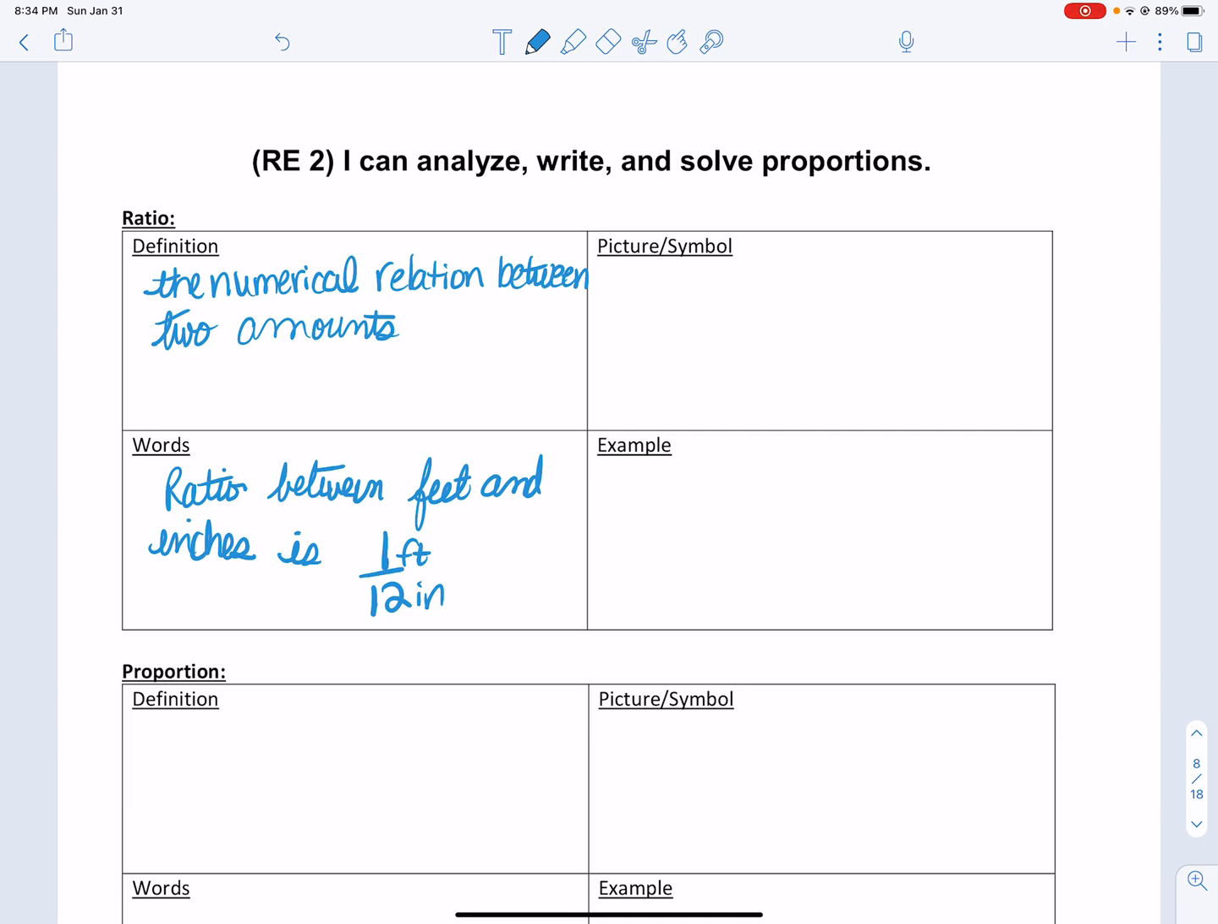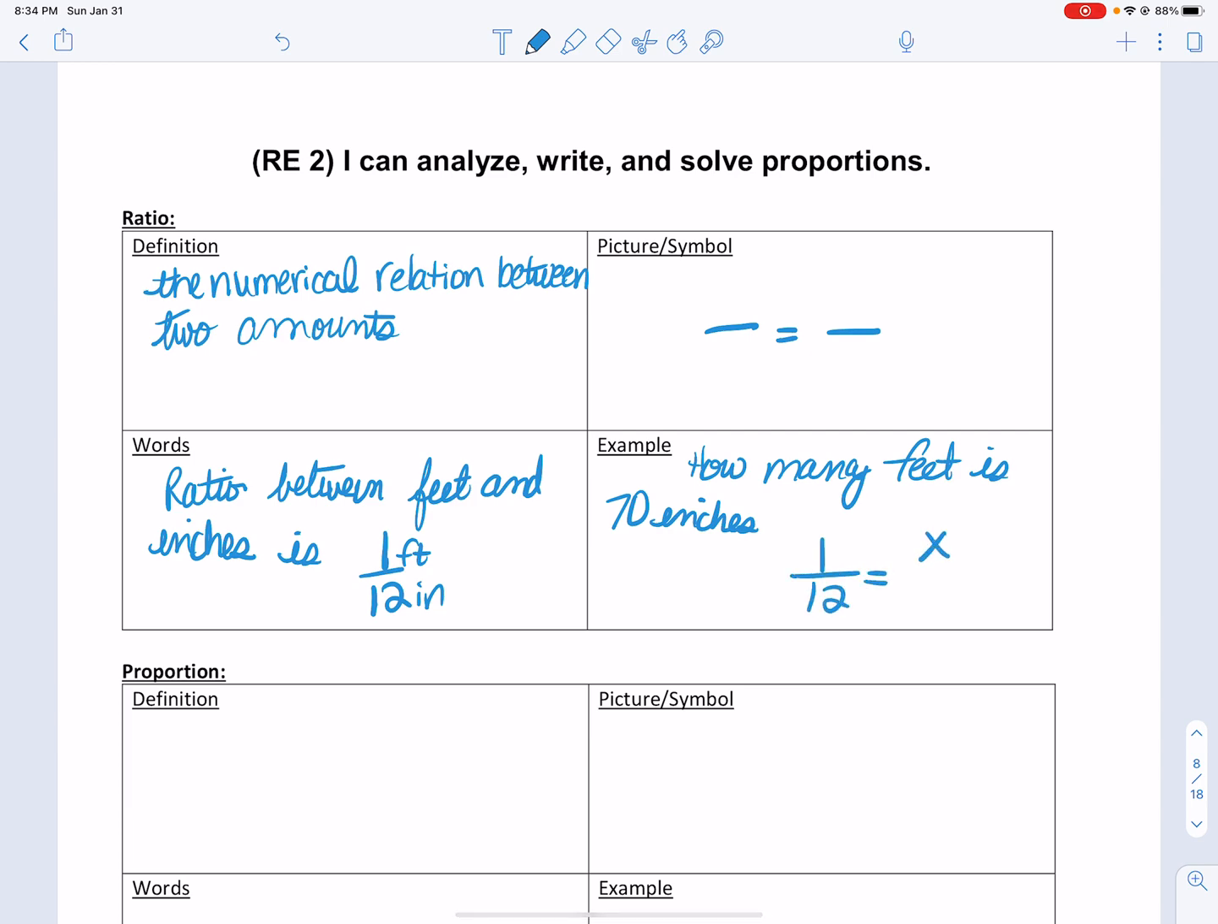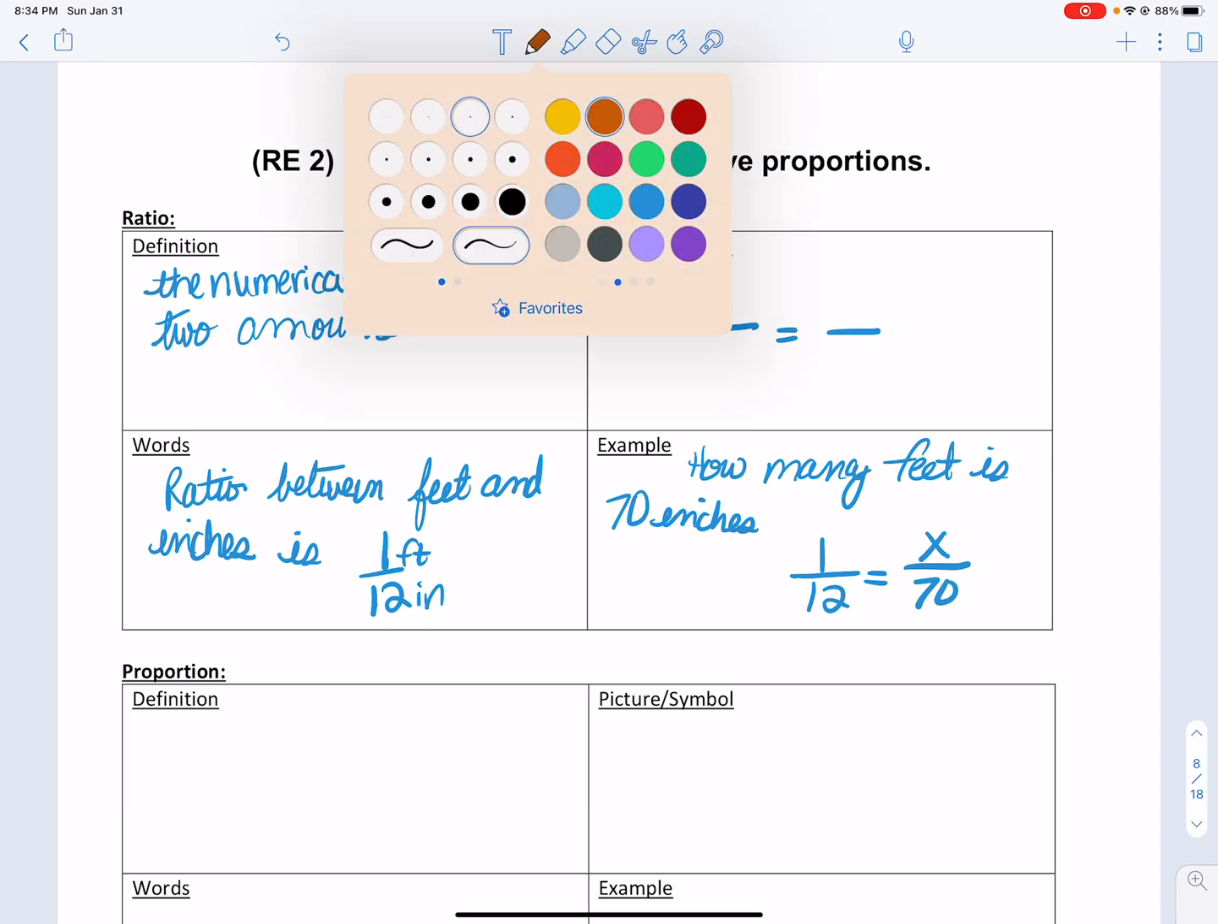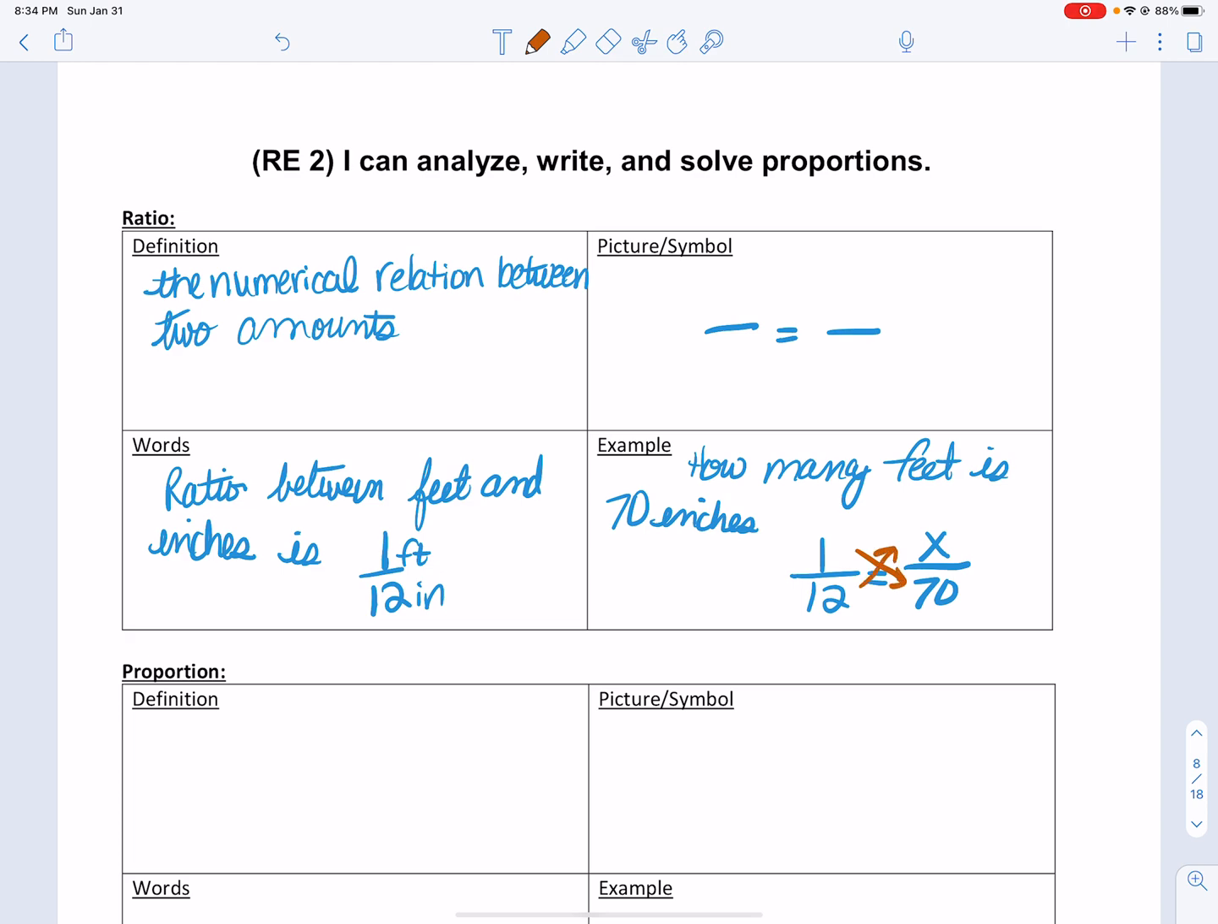Pictures or symbols. You are going to have something that looks like this. You're going to have a fraction equaling a fraction, and we're going to set it up. An example would be, how many feet is 70 inches? Well, 1 foot is to 12 inches, so how many feet is 70 inches? And then we would do what you learned in pre-algebra: you're going to cross multiply and solve. But this is just an example, and we're going to look at these.